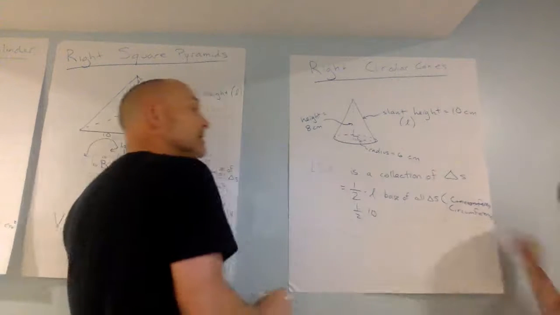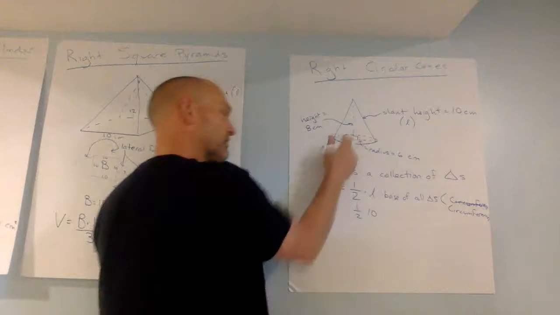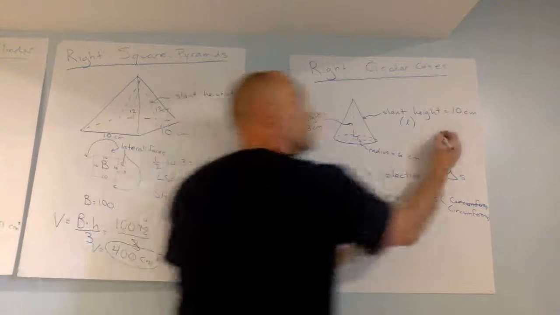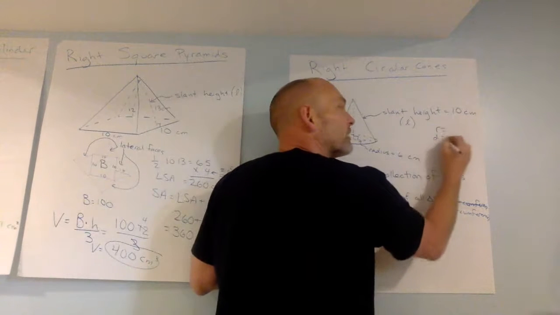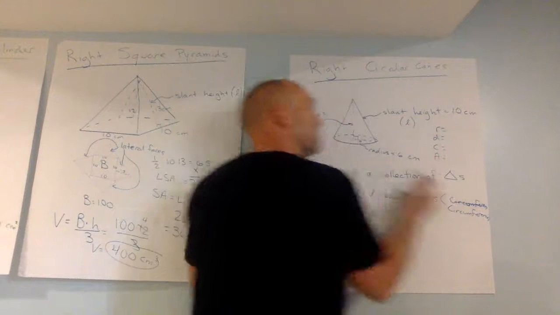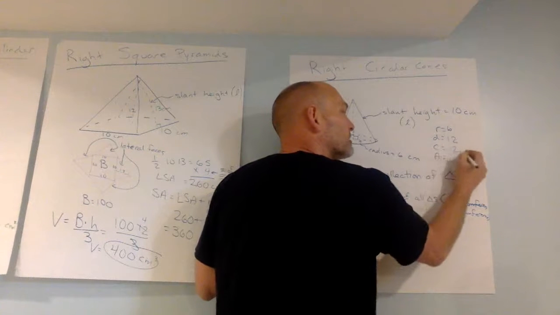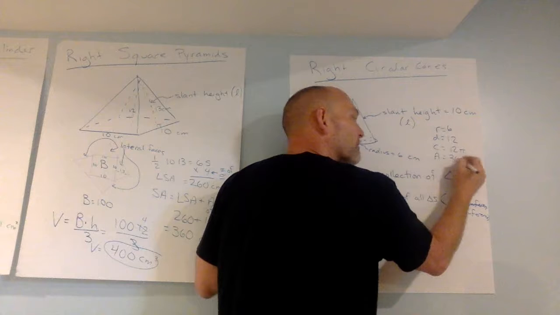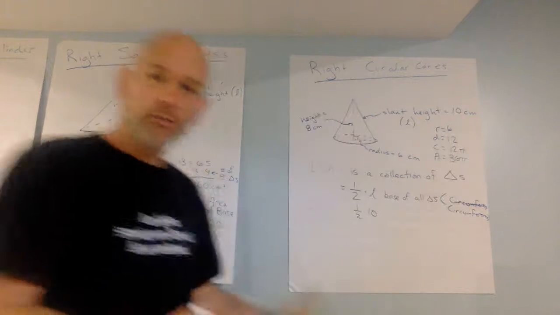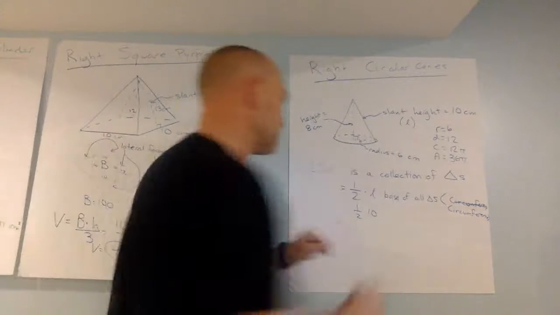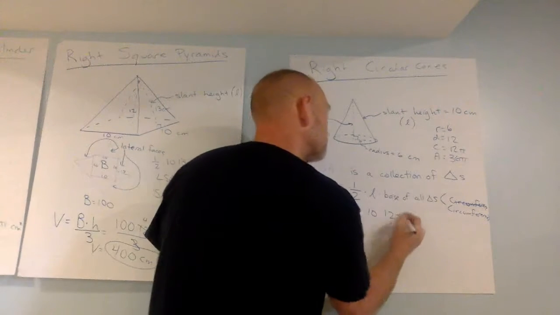Okay. Circumference. What's circumference? Well, we have a circle here, so let me do that up here. Whenever we have circles, I always write this out. Radius is 6, diameter is 12. Circumference is 12 pi, area is 36 pi. So we have all that. We have the circumference, that's 12 pi. We put that right here.